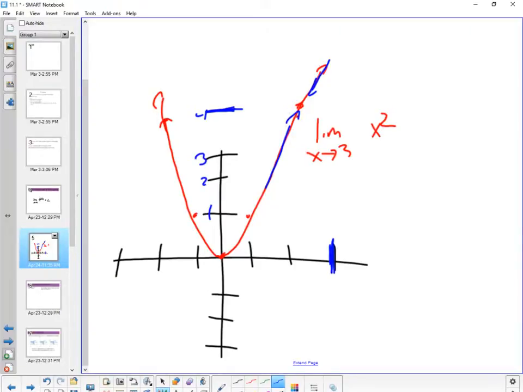Therefore, the limit for this, as x approaches 3, would be 4. So in simplest terms, you're looking for the y value as you get closer to 3. Does that make sense? Now, in this case, obviously, we know that it's 4, correct?